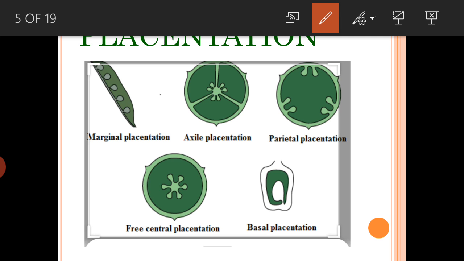This is a diagram of the different types of placentation. Here you can see in the marginal, the ovules are arranged on the margin, and in the parietal, the peripheral, the ovules are arranged in the peripheral region. In the axial, the ovules are arranged in the center, but with separate chambers. In the free central placentation, the ovules are arranged in the center, but it does not contain any chamber. And in the basal, you can see that the ovules are in the basal part.